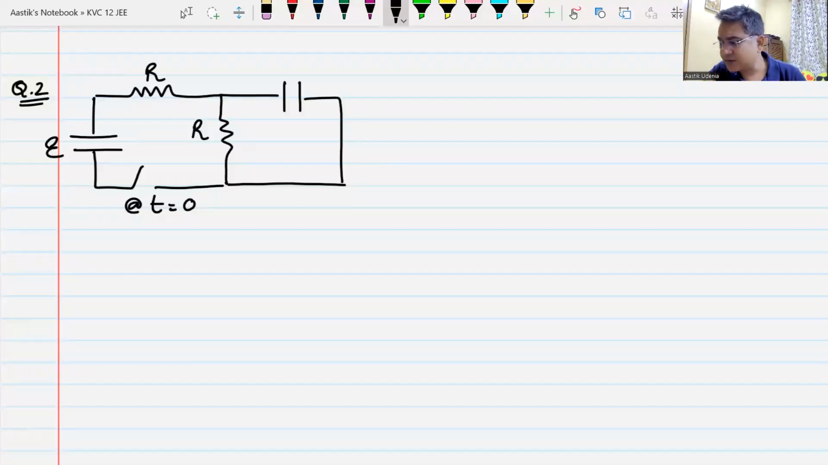So here comes the next question. As expected, at time t equal to 0, the switch is switched on. This is I, this is I1, and this is I2. You have to find I1 and I2 at time t equal to 0. Can you do that?